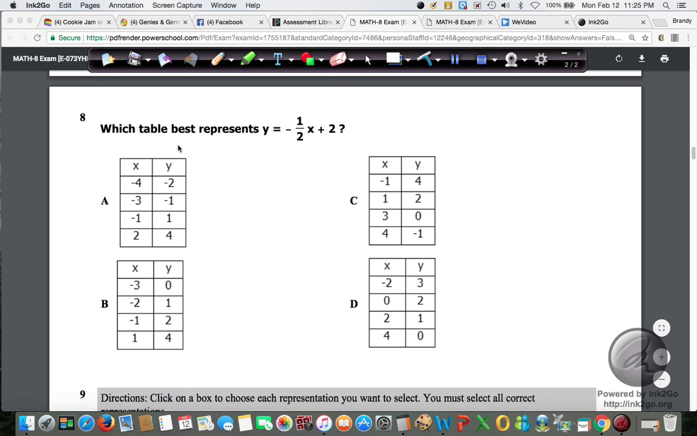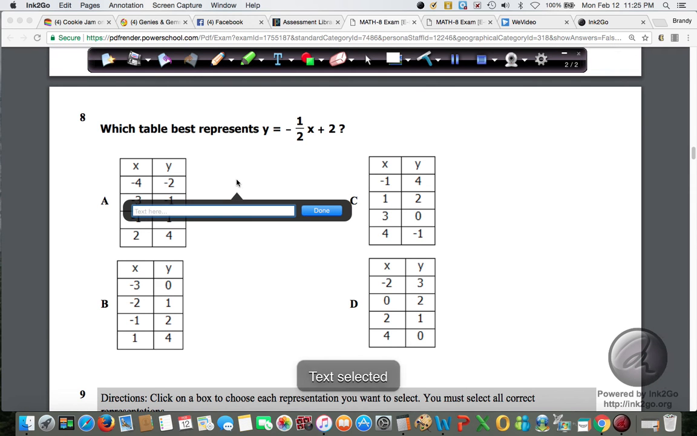Number 8. Which table best represents y equals -1/2 x plus 2? A question I got while you guys were taking the test was, is it okay if I turn this into a decimal? Since this is a plug and chug with tables, you don't have a graph where you have to worry about slope, you totally can change this to a -1/2. You can change this to y equals negative 0.5 plus 2. I think that will help you.